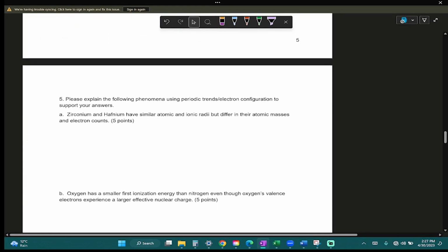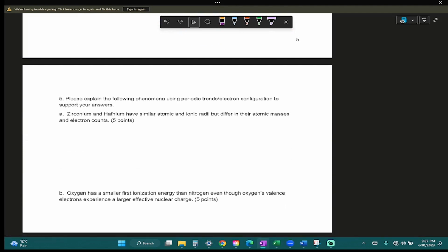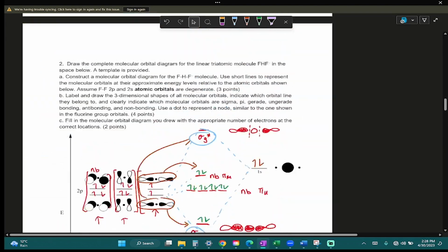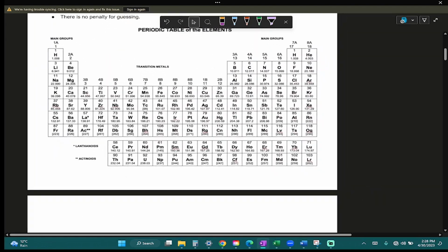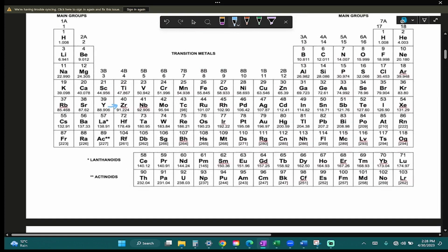Cool. So now we're going to talk a little bit about periodic trends. Here it tells us that zirconium and hafnium have similar atomic and ionic radii, but differ in their atomic masses and electron counts. So does anyone have an idea why this might be? Well, why don't we look at the periodic table then? So if I'm looking at zirconium, zirconium's here, hafnium's right below it. What happens in between these two rows? We added a lot of electrons, so why don't we look at their electron configurations? Maybe that'll tell us something.